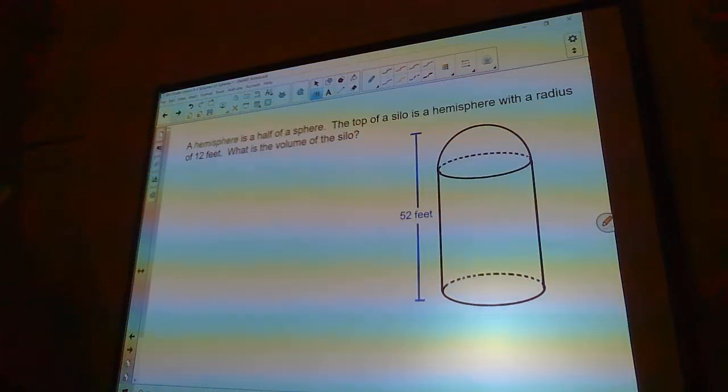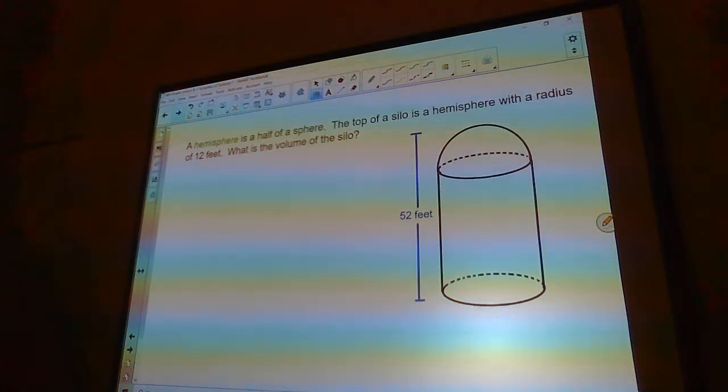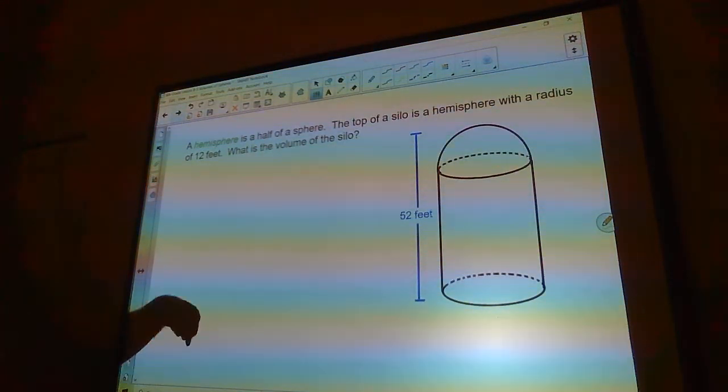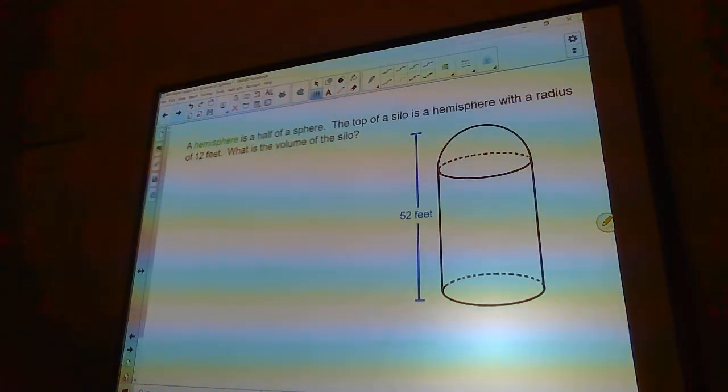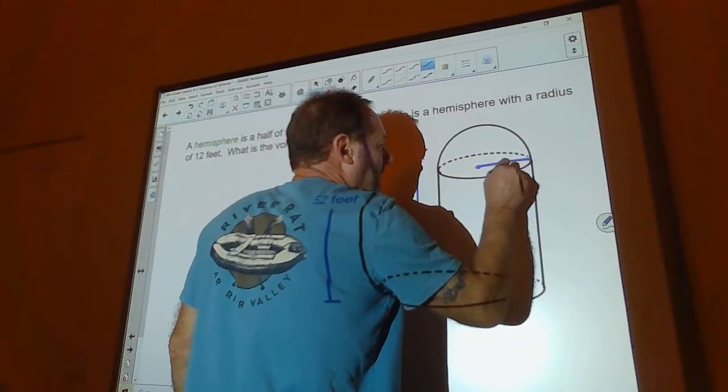Okay, now what's this thing? This is a silo. A lot of times grain silos are shaped like this, and they fill them with corn or wheat or whatever. Basically you've got a cylinder with a hemisphere stuck on top of it. You're told that the whole thing is 52 feet high and that the silo has a radius of 12 feet. So this should be on here as well.